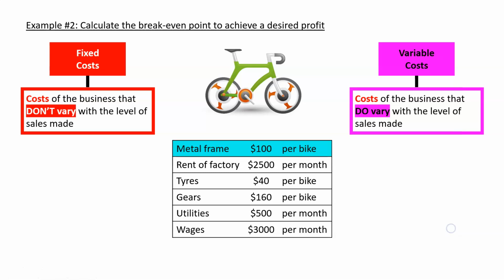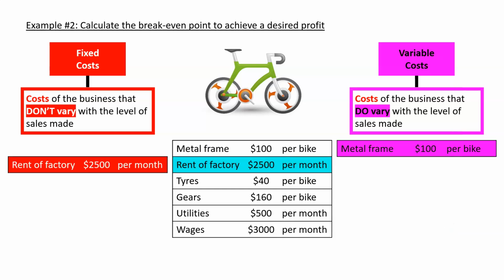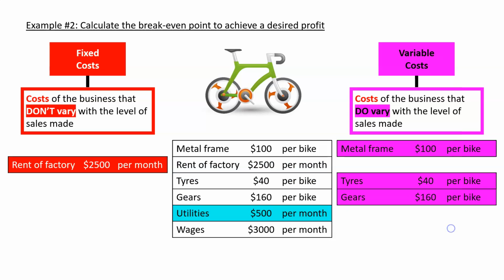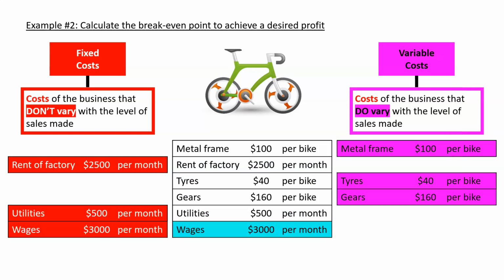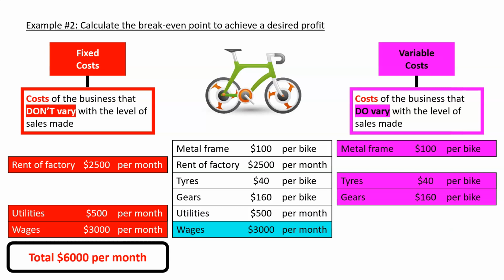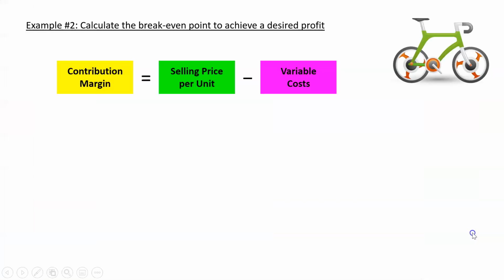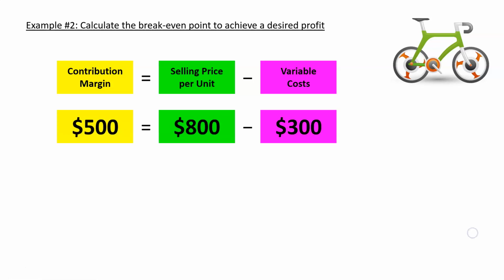So based on that, we take the metal frame and we say that's variable. The rent is a flat rate per month, that's fixed. The tyres and the gears are variable. The utilities and the wages are fixed. And we end up with total fixed cost of $6,000 per month and total variable costs of $300 for each bike. So now we have that information, we can calculate our contribution margin. Our selling price less variable costs was $800 selling price, less variable cost of $300. That is a contribution margin of $500.